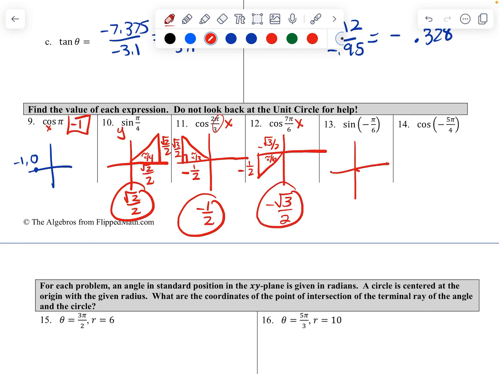Sine of negative pi over 6. So that would just be going backwards. So there's pi over 6. Half, negative, it's going down, and root 3 over 2. Sine is our y, so negative half.